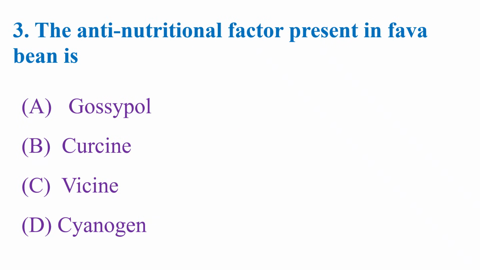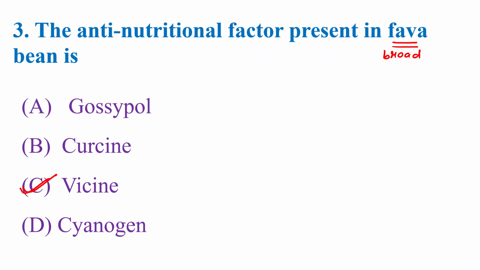Question number 3. The anti-nutritional factor which is present in fava bean is, so another name of fava bean is broad bean. Just remember this. So the correct option will be option number C, that is vicine. So this vicine, it is an anti-nutritional compound which is naturally found in these broad beans or the fava beans, and it is toxic to the individuals with glucose 6 phosphate dehydrogenase deficiency.